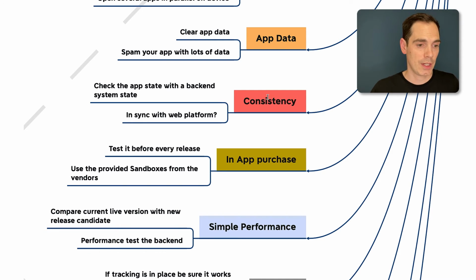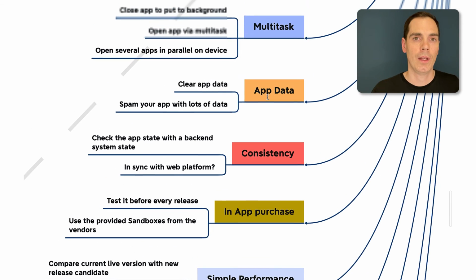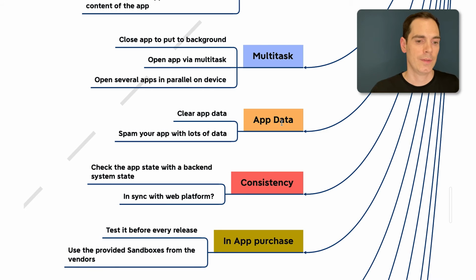Consistency. Check the app state with the backend system state so that everything is in sync. Or for example, if you have a web application in a browser on a desktop system, and at the same time you have a native app, check that the data that you enter into the mobile app is also available on the web platform, almost instantly, and that the data is always in sync. That's also important.